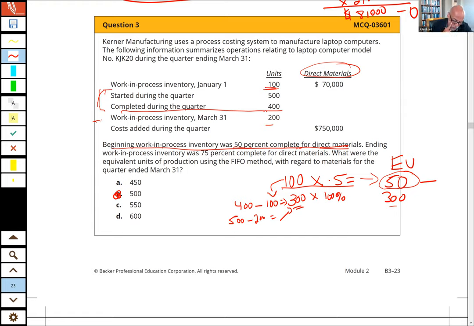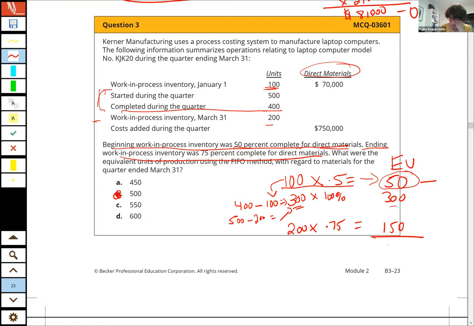Okay, so there's the 300, and then there were 200 units in progress, and that part's pretty easy, I think, for everyone. They tell us the ending inventory was 75% complete, so I'm going to take the 0.75, 75%, what's that give me, 150?